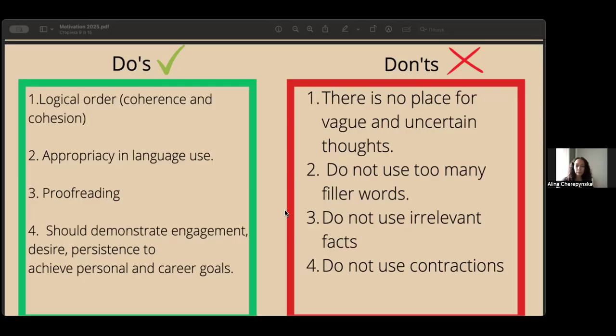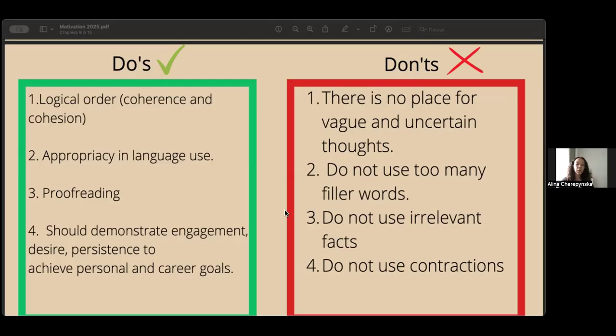Do not use irrelevant facts. We have already mentioned it at the beginning. Everything should be organized and pretty structured. That is why there is no need to include a lot of biography. Once again, you can do it during your interview. There is no need to speak about irrelevant experience if there is no connection to your motivational letter. There is no need to speak about your family members if, once again, it's absolutely irrelevant to the course, study program, or job that you're applying for.